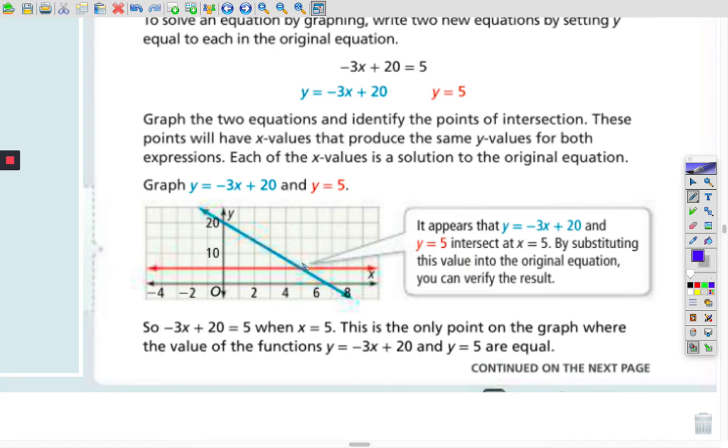They intersected right here. It says, so negative 3x plus 20 is equal to 5 when x is equal to 5. This is the only point on the graph where the value of the functions y is equal to negative 3x plus 20 and y is equal to 5 are equal.